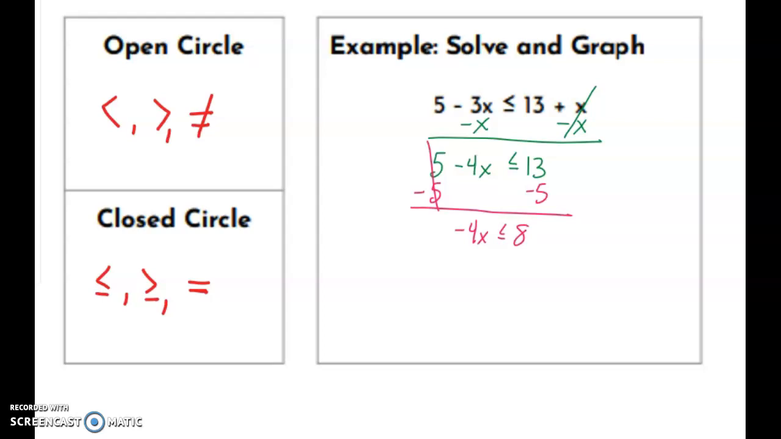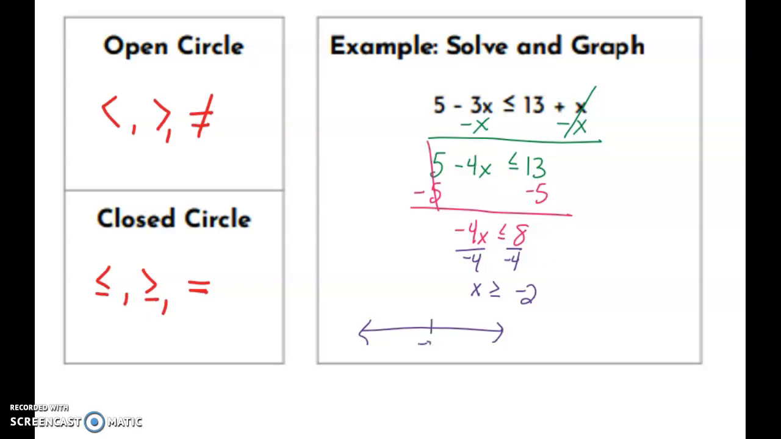Okay, next I need that negative 4 to move, so I'm going to divide by negative 4. So remember, when you multiply or divide by a negative, you must flip the sign. So notice my sign right here, my inequality symbol, points the other way because I divided by a negative, so I had to flip the sign.